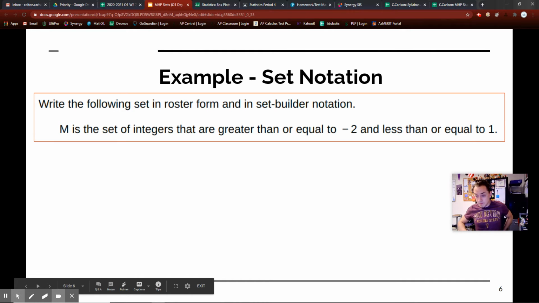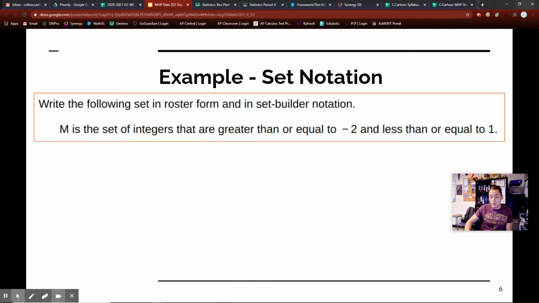So what is a set? We already went through it. What does it look like? How do I do it? That's what we're going to do right now. M is the set of integers that are greater than or equal to -2 and less than or equal to 1. What will that look like? Greater than or equal to -2 or less than or equal to 1. What will that look like?